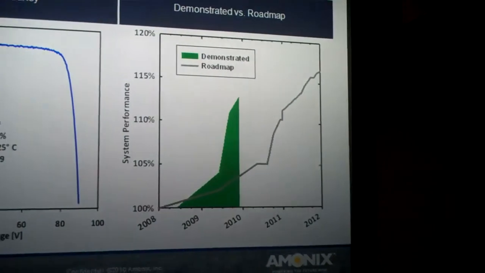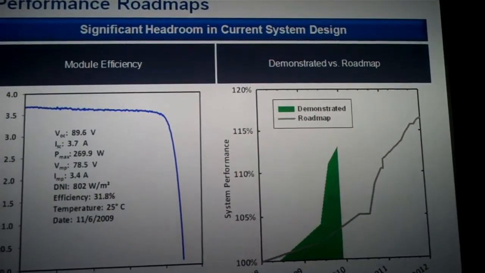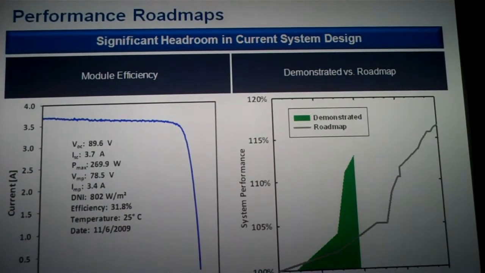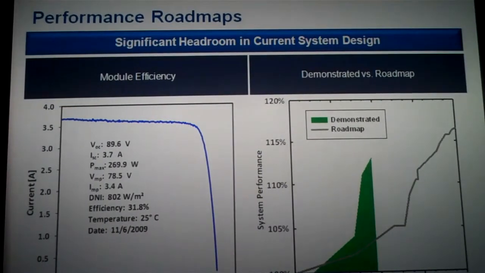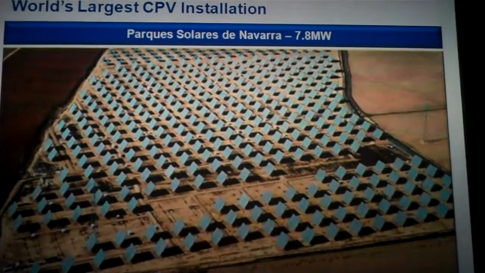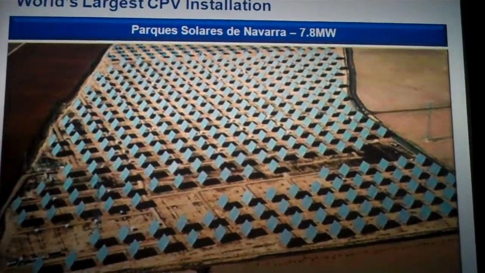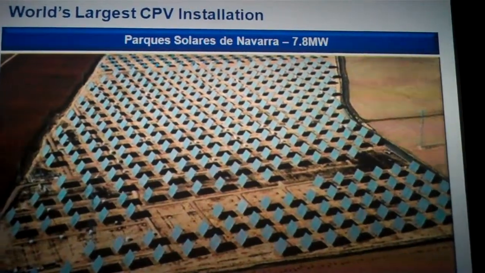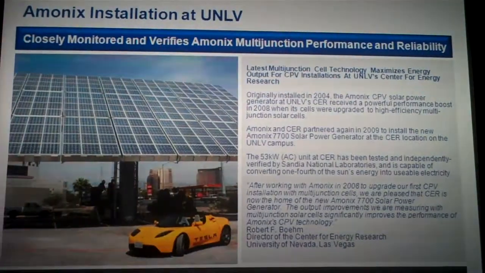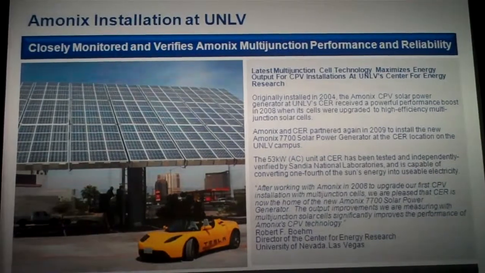So I'll go through, and this shows one of what we call the modules. The square one I showed you earlier is about 1 meter square. It's doing almost 300 watts of power at 32% efficiency. We just submitted this to NREL for the record-breaking highest efficiency solar module in the world. This is a big field in Navarra, Spain, with 560 of those systems generating about 8 megawatts of power. And one of our engineers has this Tesla, which I put there for scale.